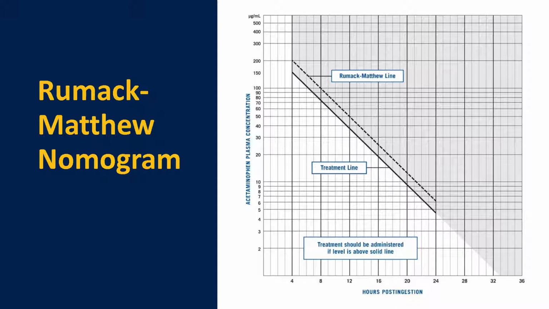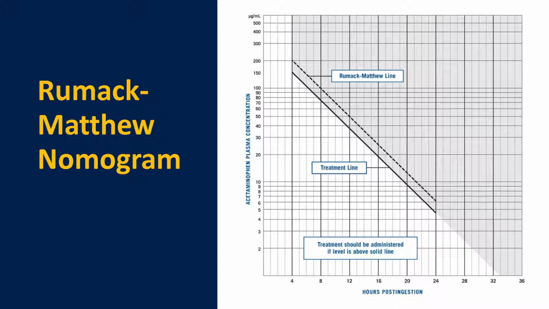Our threshold for treating at the 4-hour mark is 150. So if you're able to get a 4-hour level and it comes back at 150 or higher, you need to treat this patient for acetaminophen toxicity. That's what the solid line follows.